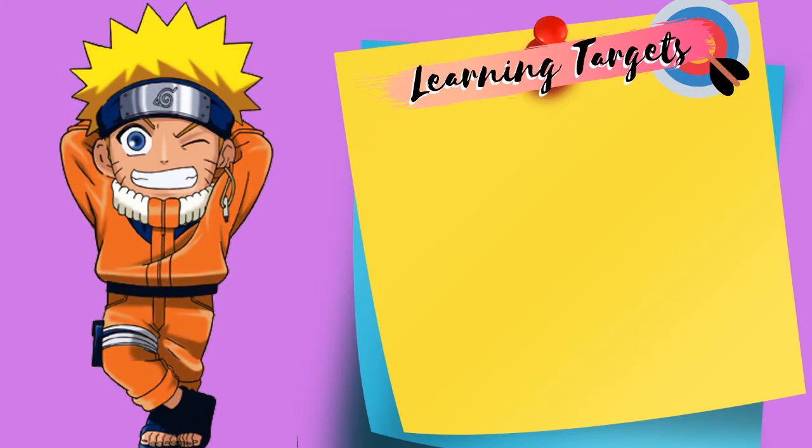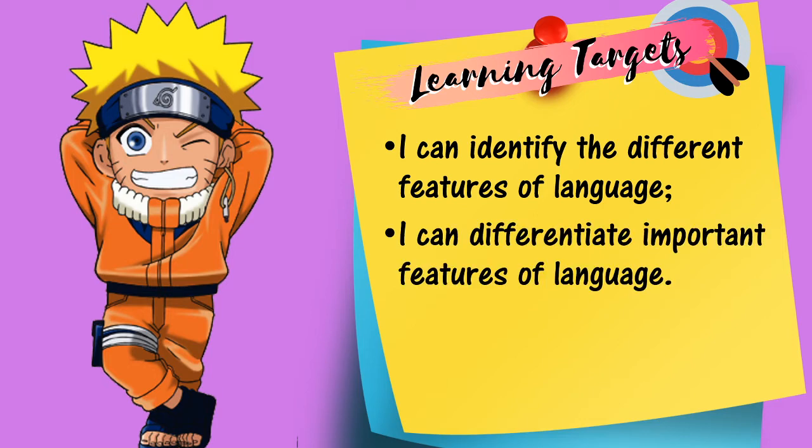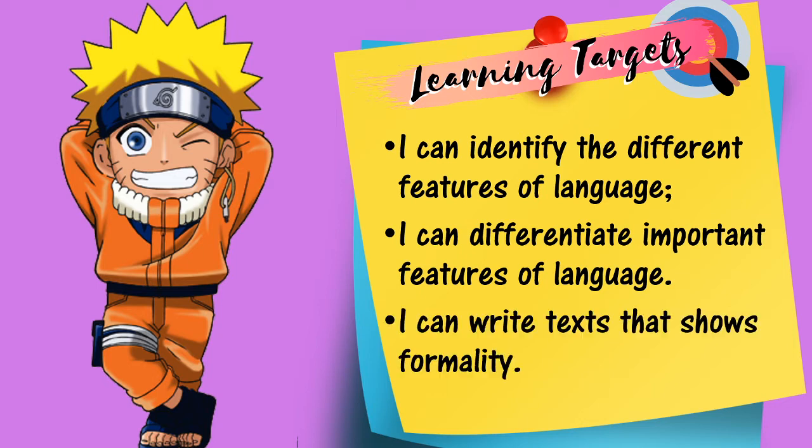So let us have first our learning targets. First, you will be able to identify the different features of language. Second, you will be able to differentiate the important features of language. And lastly, for today, you will be able to write text that shows formality.